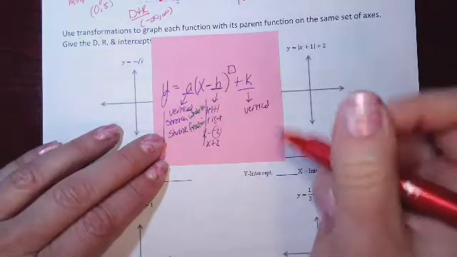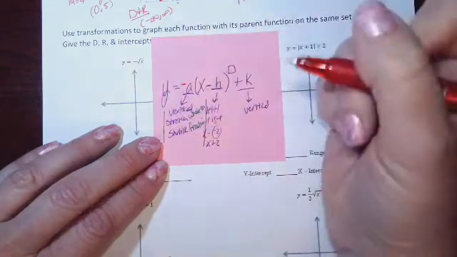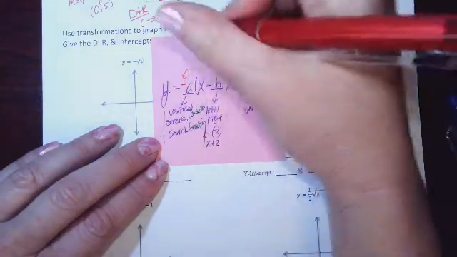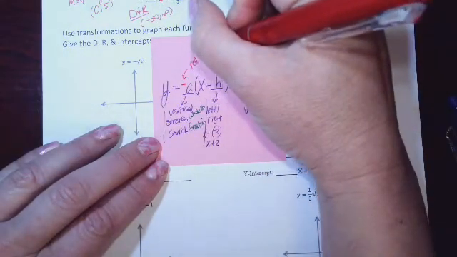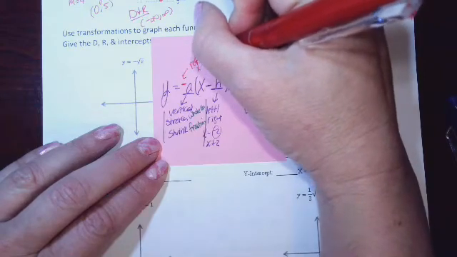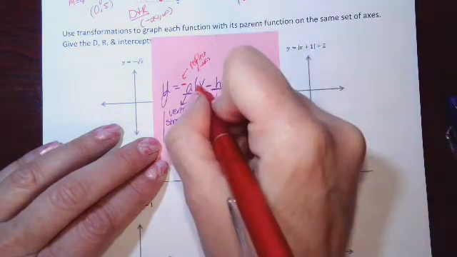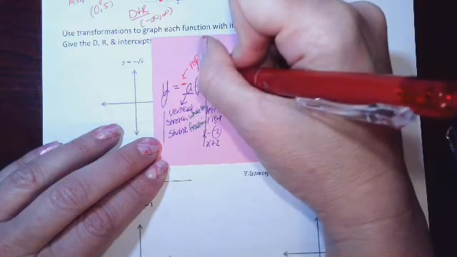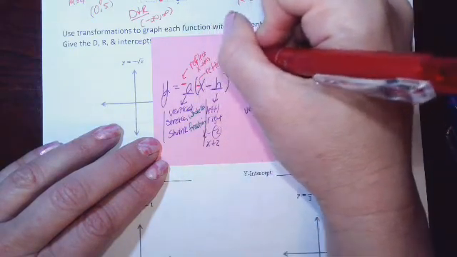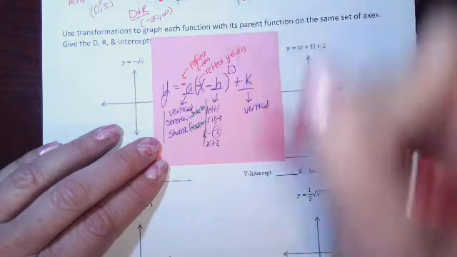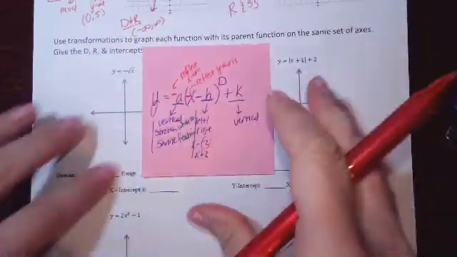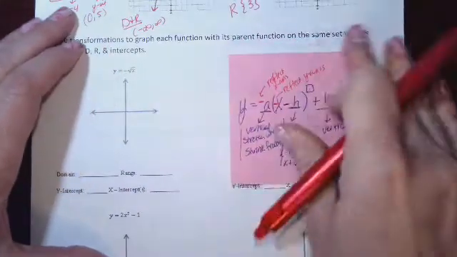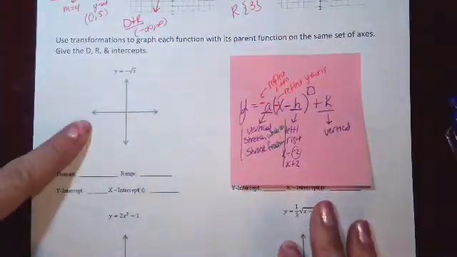Finally, we've got reflections. Reflections can show up here. If I have a negative out front, it reflects on the x-axis. If I have a negative inside whatever's going on with my function, it reflects on the y-axis. And when you have a reflection, you have to tell me which axis it reflects over. Okay, so let's move that over, and we're going to start with this one.